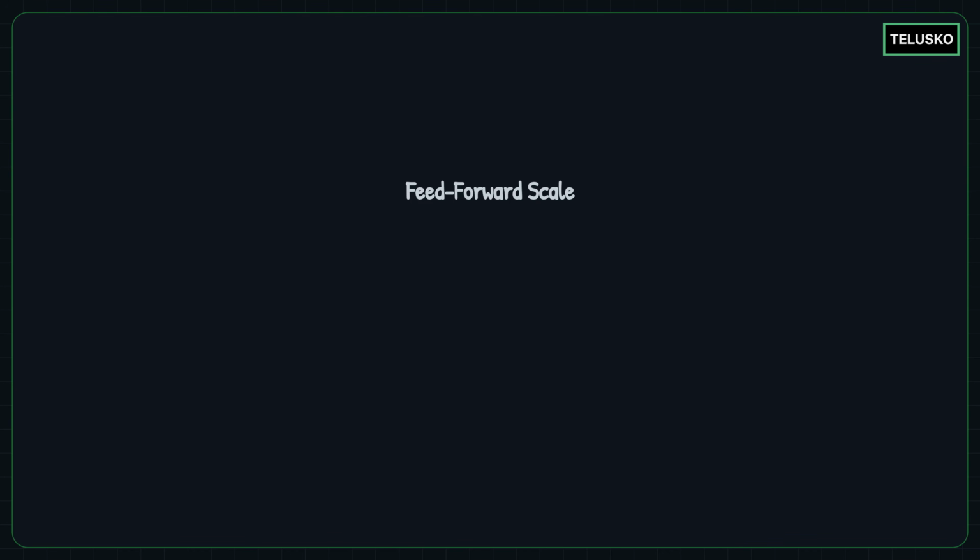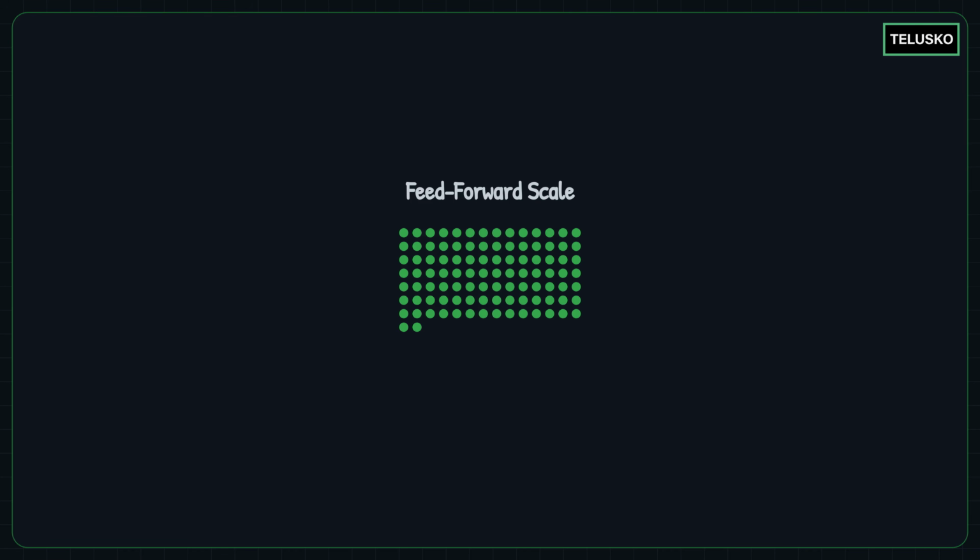And honestly, this is where the real scale lives. A large share of a model's total parameters sit in these feed-forward layers rather than in attention. We are talking about millions upon millions of tiny weights working together, which is why these blocks take up so much memory on your GPU.